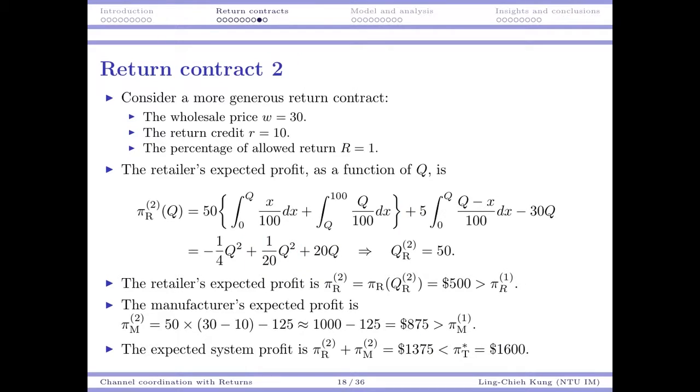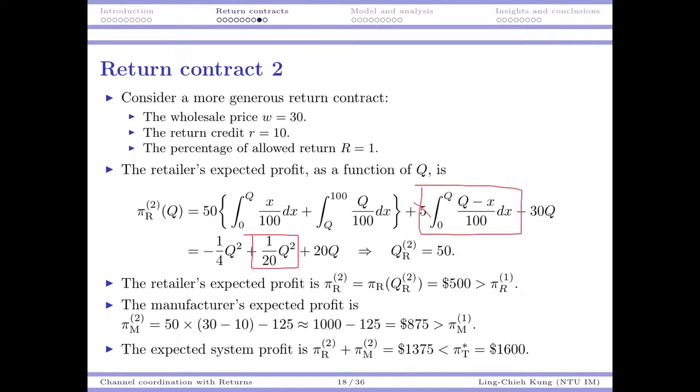In fact, that was just one option. And here we have another option. Suppose the return credit is increased from 5 to 10. So the manufacturer is being even more generous to the retailers. In this case, the retailer's expected profit can be modified into this. Okay? This term simply becomes larger.